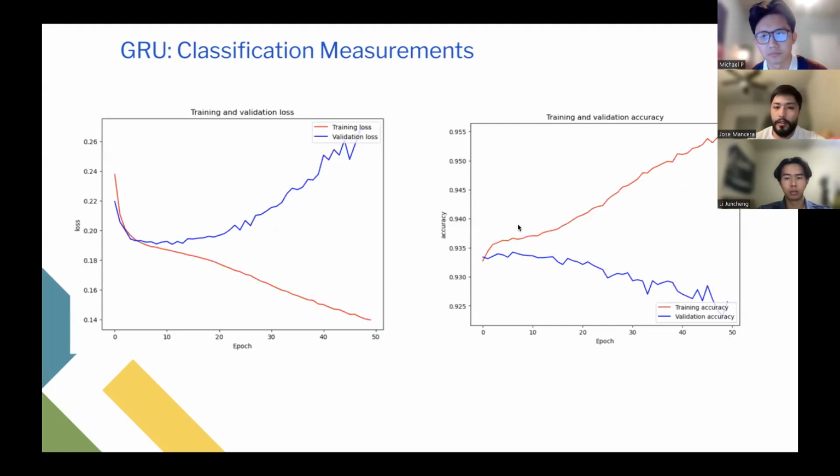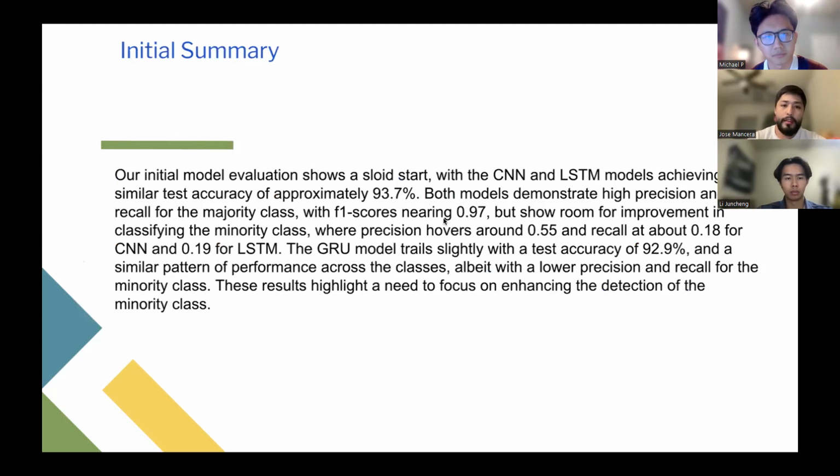And then here's the maps again. And then this is just a summary of everything I said. Everything had a higher accuracy score, about 93%. But everything within the recall was under 0.2, besides GRU, which had a 0.21.